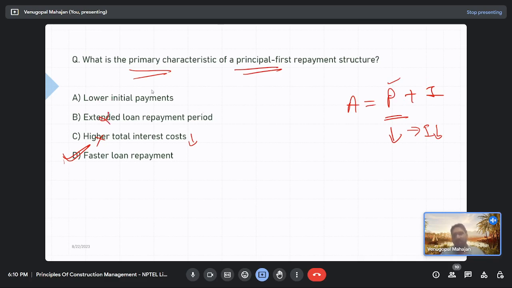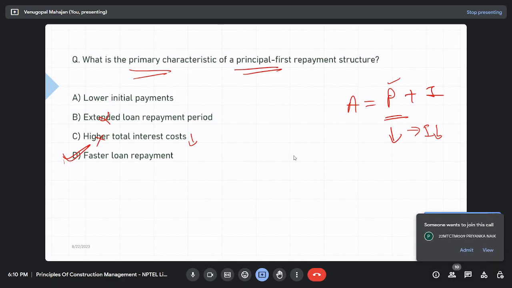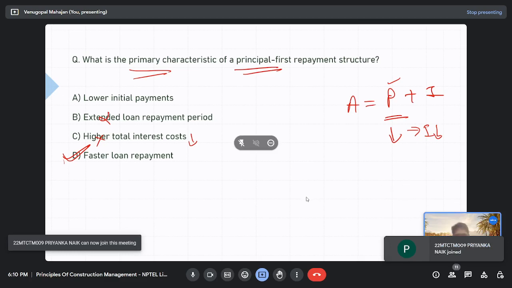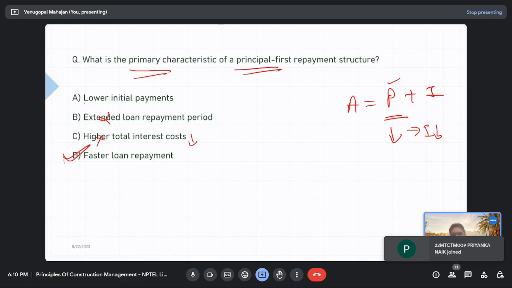What is this lower initial payment? Any idea about what is this initial payment? This basically talks about what principal component you are actually paying off. So if it is principal first, then it is going to be higher initial payment. Okay, so we have got faster loan repayment.